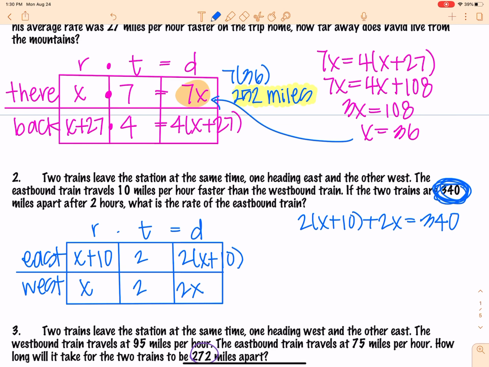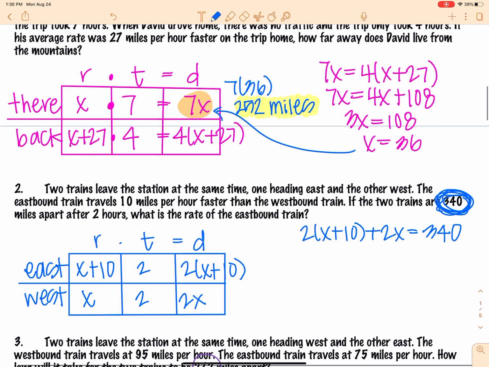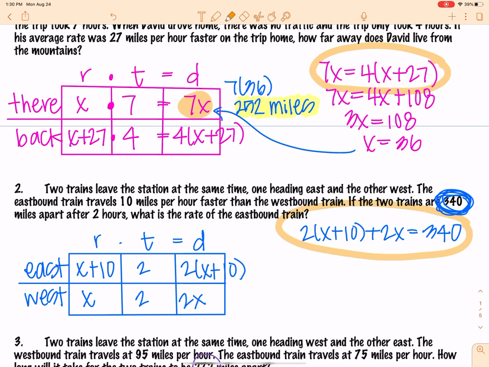So I want to stop here. This is your two options you have with these word problems. You're always going to equal them to each other if they went the same distance, or you add them up and set it equal to a distance that was given to you in the problem. So those are your two options.